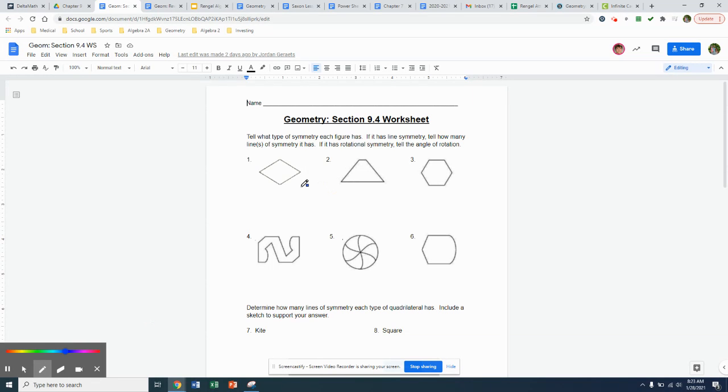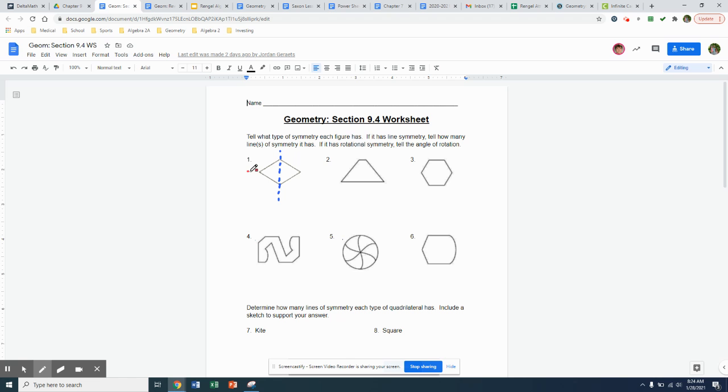congruent pieces that if you folded them, they would fold back together and make a perfect match. So what I mean by that, if I drew a line right through on this figure, right through here, and I would fold this point over to this point, everything would match up just perfectly, and we would have a perfect match, two congruent parts. So that would be considered line symmetry. So this one has one line so far of symmetry.